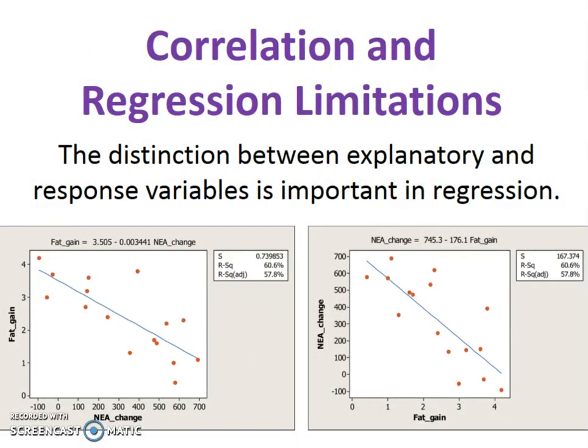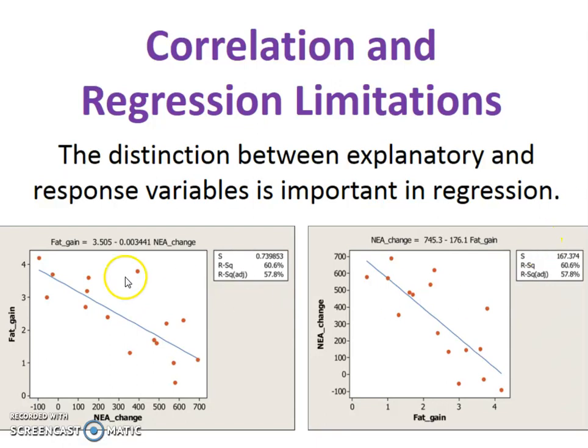I've said this before, but I'm going to say it again. The distinction between explanatory and response is important in regression. It does not matter for correlation, but it does for regression. So it doesn't matter when you're calculating R, but it does matter when you have your equation of your line.